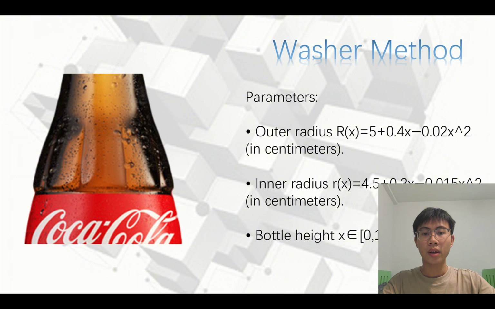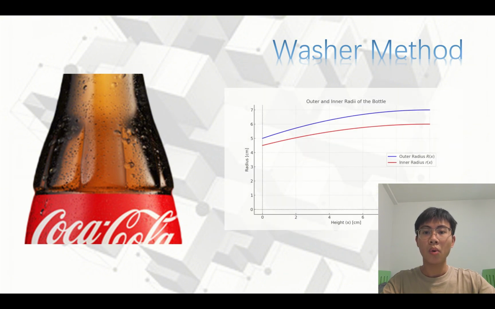The outer radius for this part is R of x equals 5 plus 0.4x minus 0.02x squared, and the inner radius is r of x equals 4.5 plus 0.3x minus 0.015x squared. So we can draw the following figure, which is using the washer method.